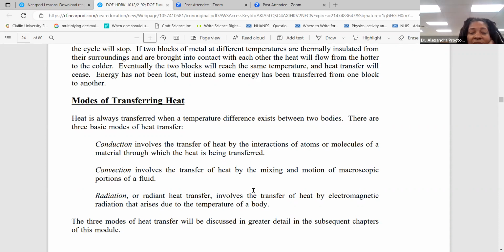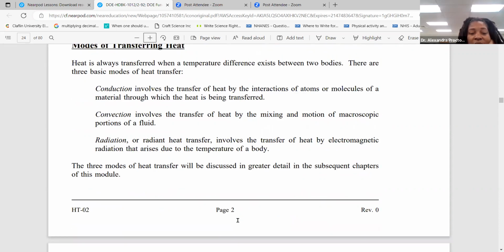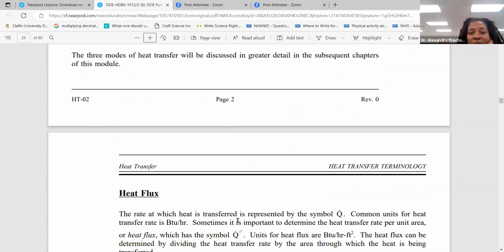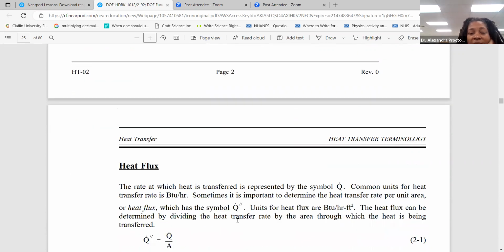Convection involves the transfer of heat by mixing and motion of macroscopic portions of a fluid, and radiation is radiant heat transfer, and it involves the transfer of heat by electromagnetic radiation that arises due to the temperature of a body. So these three modes of heat transfer are discussed in greater detail in the subsequent chapters in this particular module.